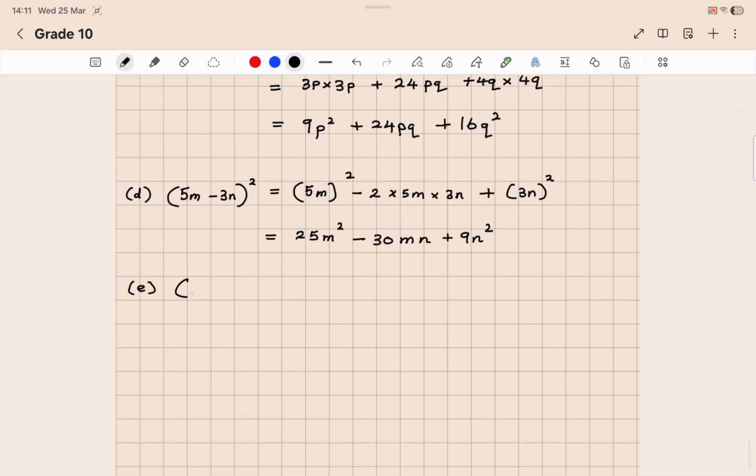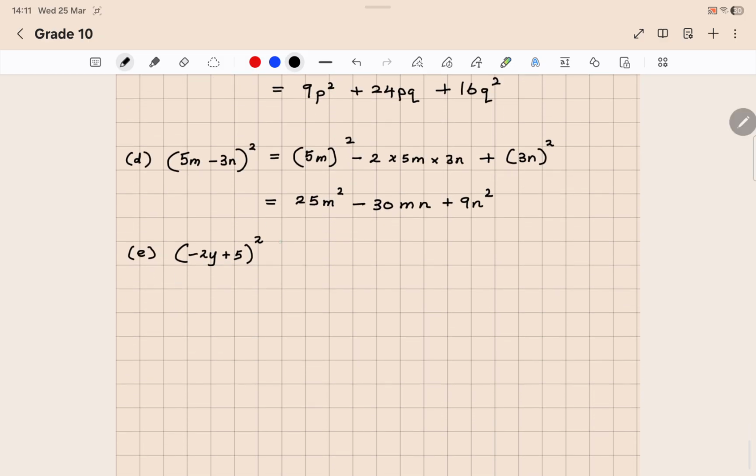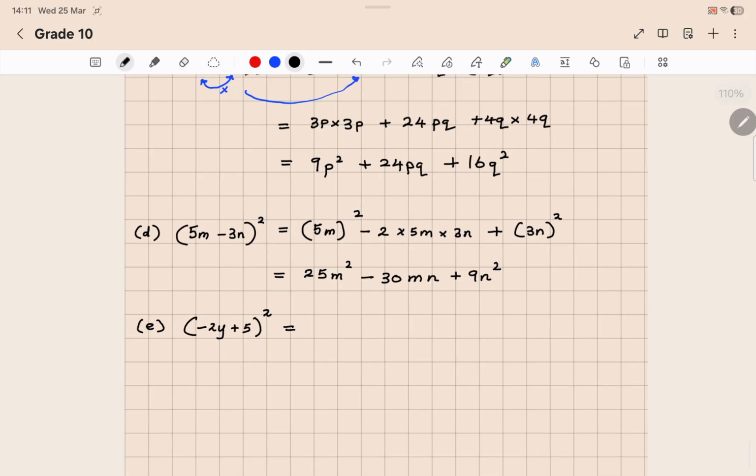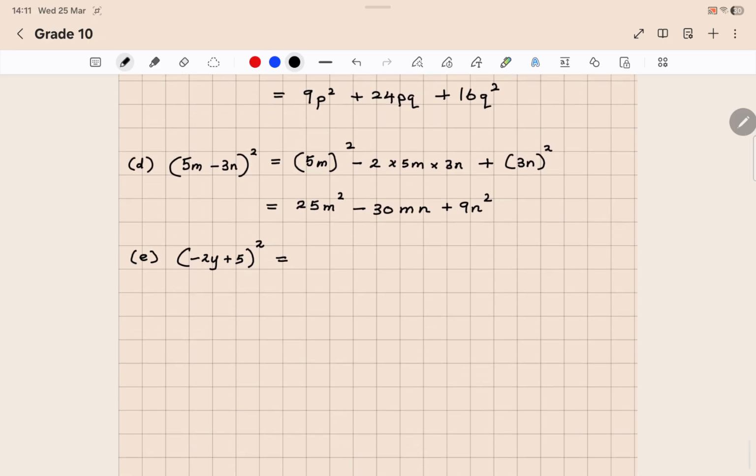That's it. Next one is minus 2y plus 5 squared. Right, now what is a? A is minus 2y. So we are going to use our a plus b squared expansion. So a is minus 2y. So minus 2y squared, middle sign is plus, so plus 2 into a, what is a? Minus 2y. Remember, a is minus 2y. So that is important. B is 5, plus 5 squared.